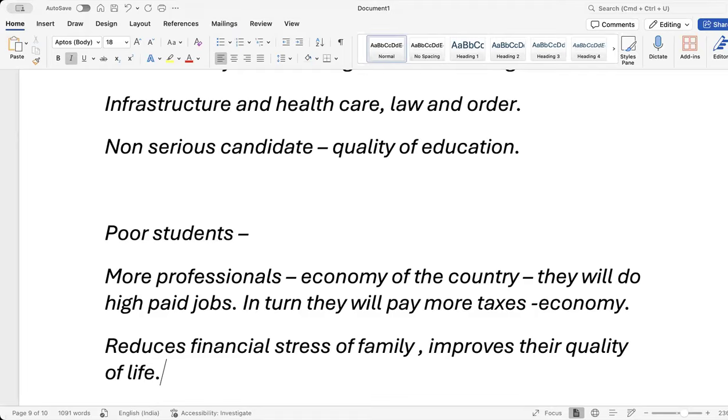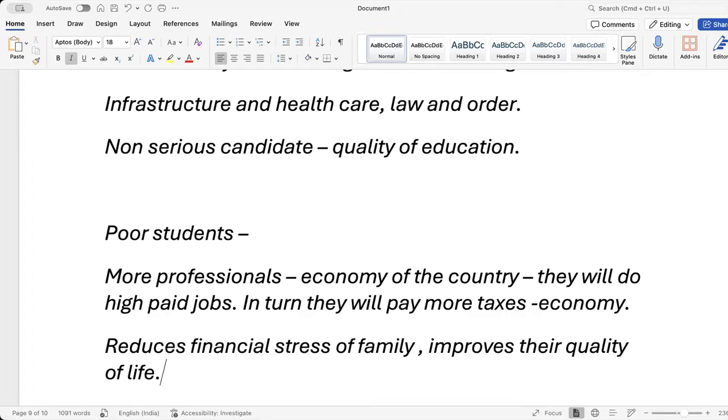So 3 advantages, 2 drawbacks. Does that make sense? Are we good with the points? Yes, sir. Okay, so we'll write that infrastructure in healthcare, law and order, government has less money for that, so it impacts those areas. Non-serious candidates also join. Dropout rates are also more in countries which have government paying because students are not that serious. And this also impacts the quality of education because more students join.